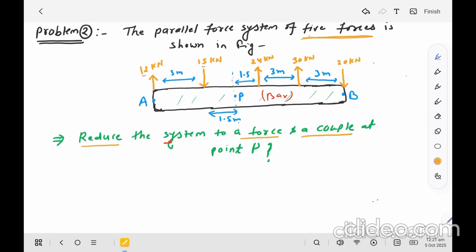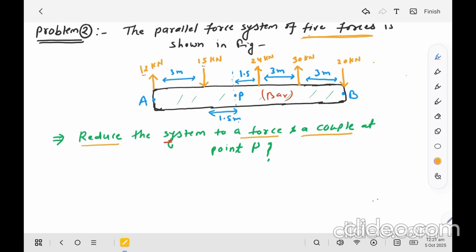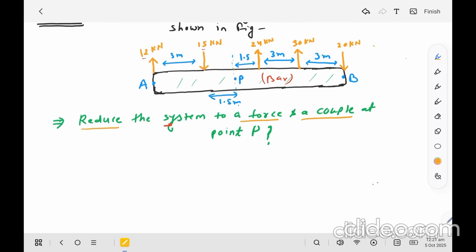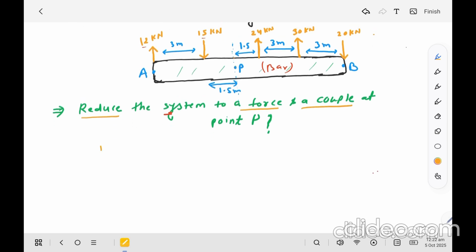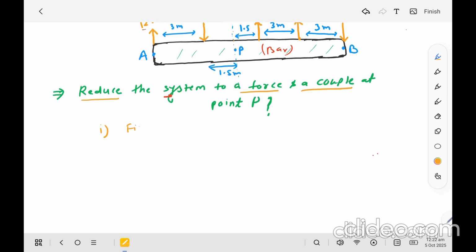Okay, it means we need to replace all these parallel forces with a single force, and the location of that force should be at point P. So we can use the Varignon theorem to find the position of that single force or that resultant force from point P, and then we can transfer that resultant force to point P. Okay, so find R, what is the value of the resultant of this parallel force system.